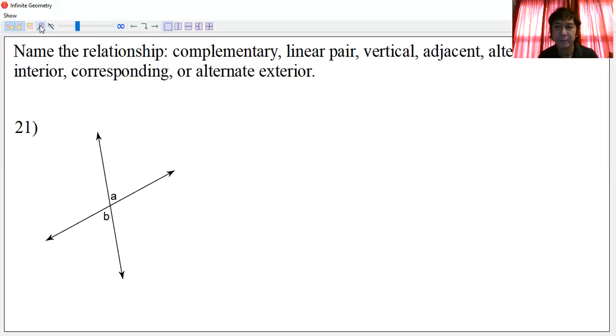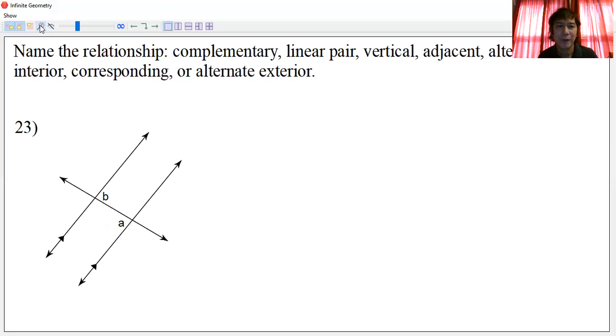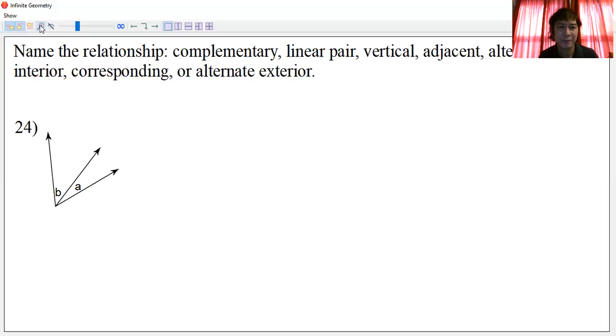Next, vertical angles. Next, alternate exterior. Okay, there. Next, alternate interior. Okay, there. Next, sharing common side, sharing common vertex. Okay, they don't have overlapping interior points. Adjacent. Adjacent angle pair.